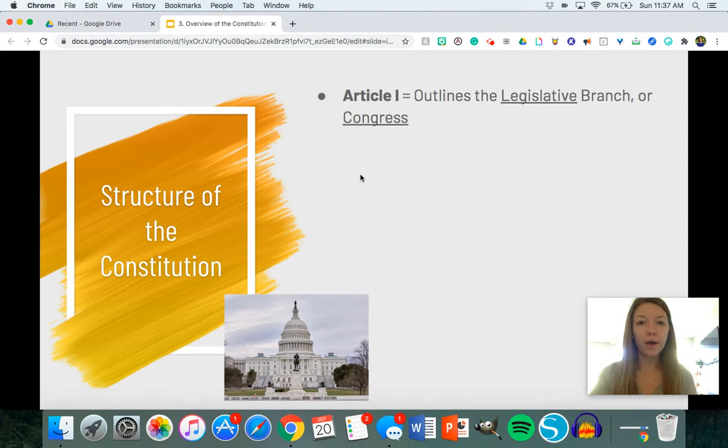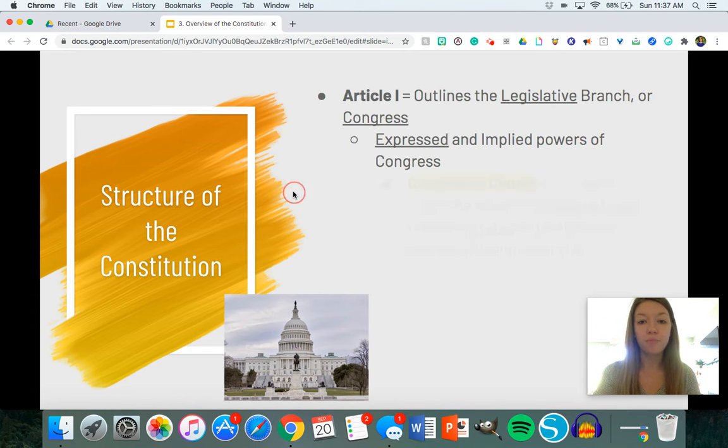So after the preamble, we have Article 1, 2, 3, et cetera. Article 1 outlines the legislative branch or Congress. So you're going to want to start associating those things together. So the legislative branch is Congress. And what Article 1 does is it outlines both the expressed and implied powers of Congress. So these expressed powers are powers that are actually stated for Congress to have.